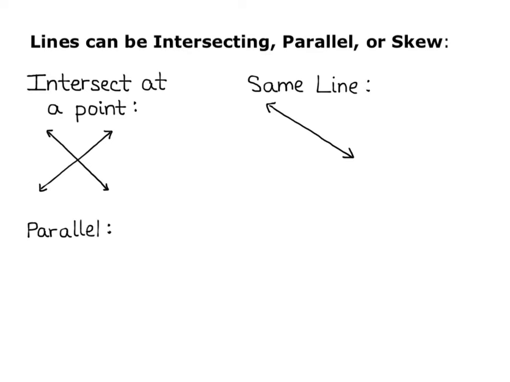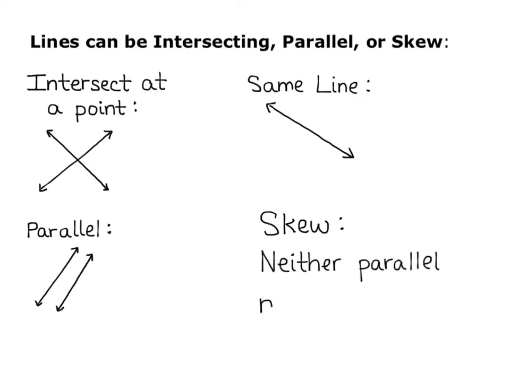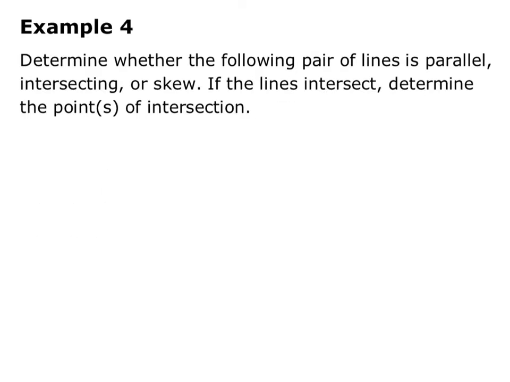They can be parallel, meaning that they never cross, so they have the same direction vector, or the direction vectors are scalar multiples of one another. Or they can be skew. Two lines cannot be skew in 2 dimensions, but in 3 dimensions, if the lines are neither parallel nor intersecting, then they're considered to be skew. So we want to know how to determine whether a pair of lines is parallel, intersecting, or skew. And if they intersect, we want to determine the point or points of intersection.